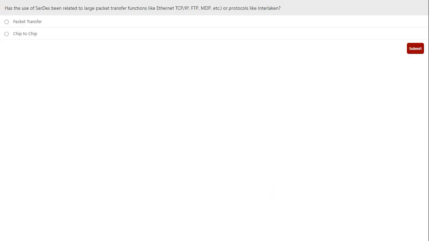We do have our second polling question, and this is our second of what looks like 3, possibly 4 polling questions for you here. Has the use of SerDes been related to large packet transfer functions like Ethernet, TCP, FTP, UDP, etc., or protocols like Interlaken? Here your answers can be packet transfer or chip-to-chip.